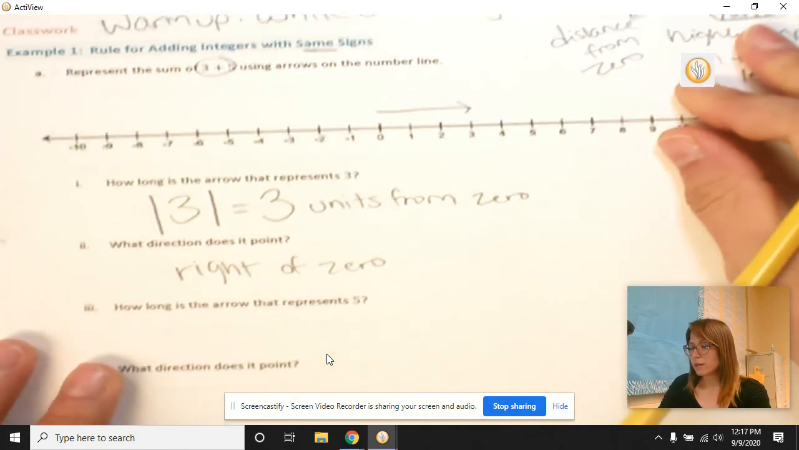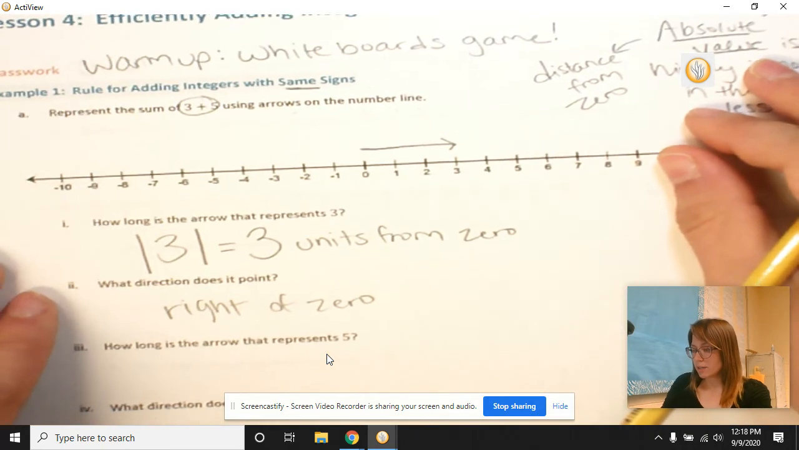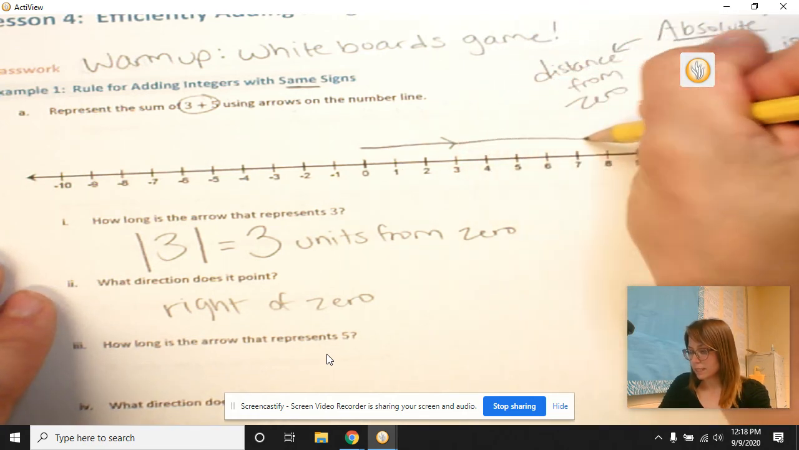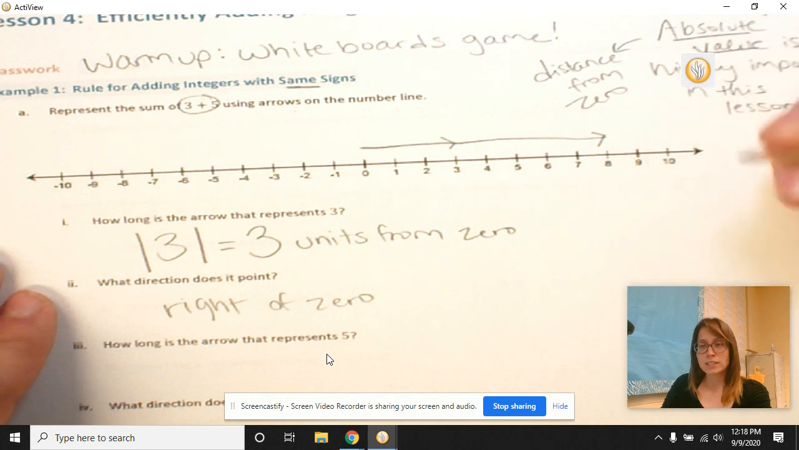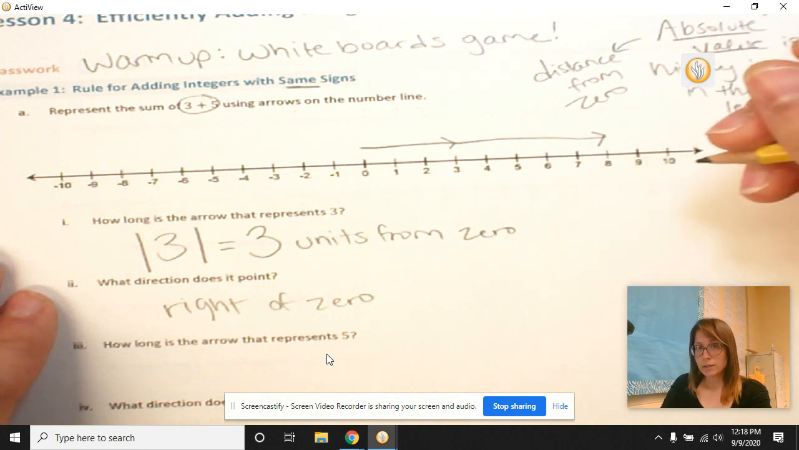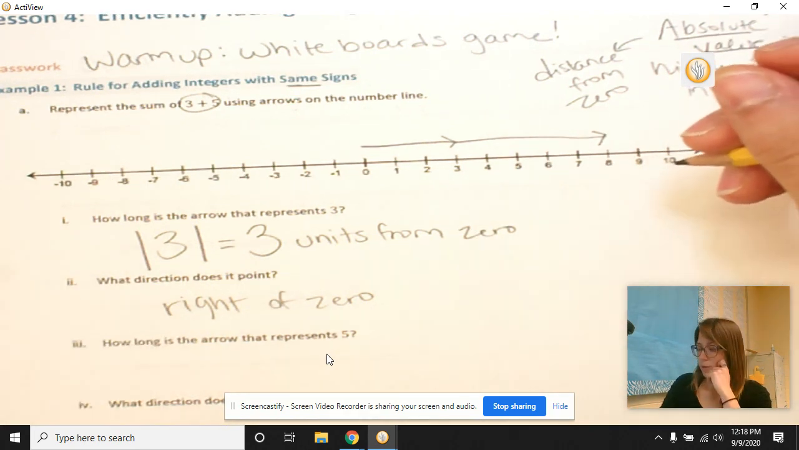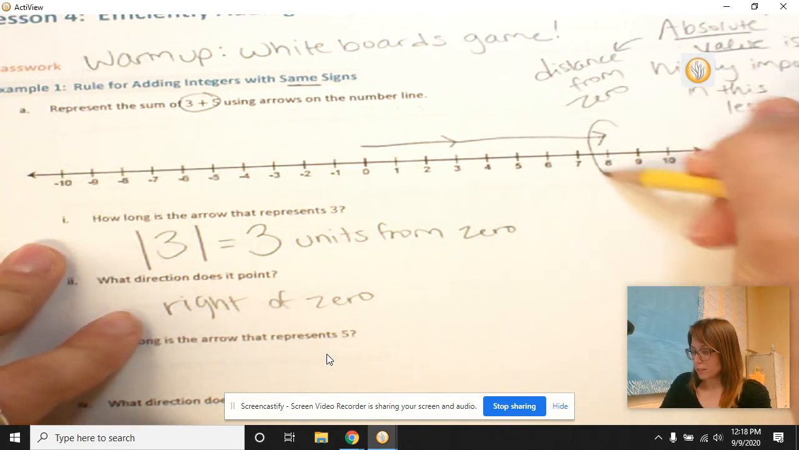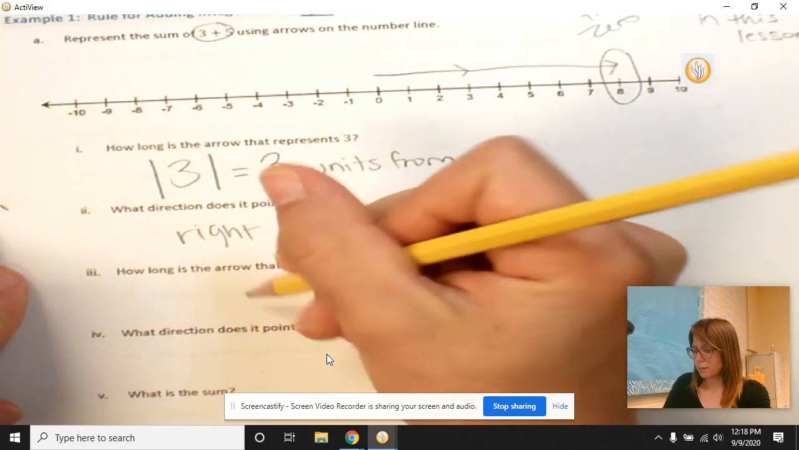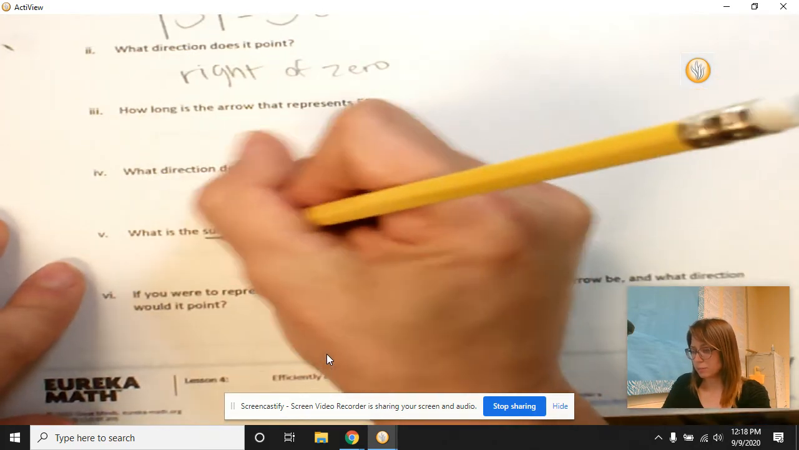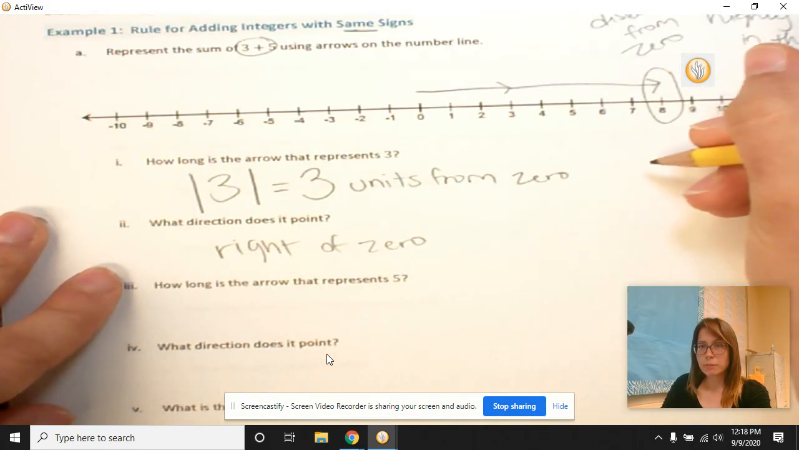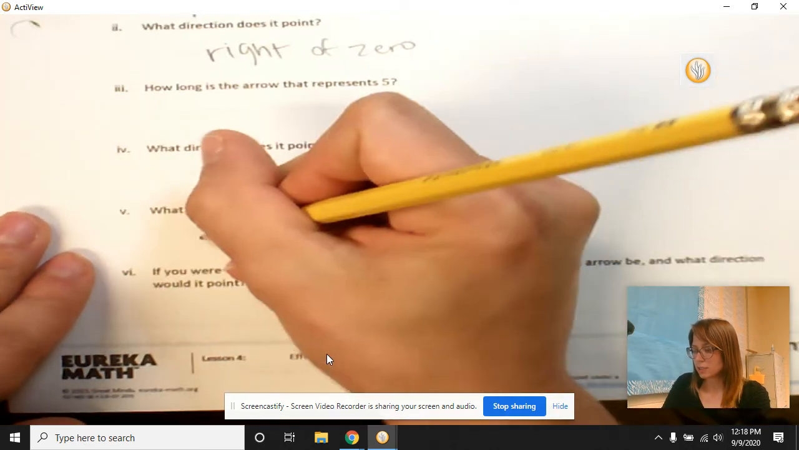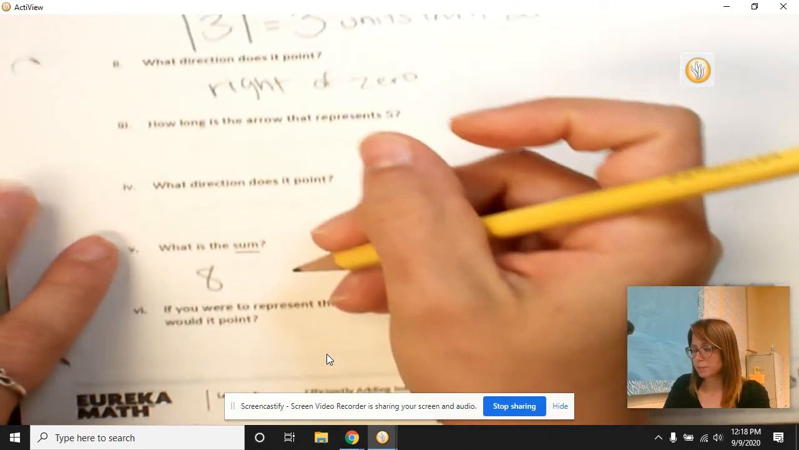Now if I want to take 3 and add it to 5, I know that I must continue on, and being that they have the same signs, I can just continue that vector that I started to represent 3. If I move 5 more spaces to the right, I see that my sum, of course, 3 plus 5 we know is 8. So the sum of these two integers would be 8.